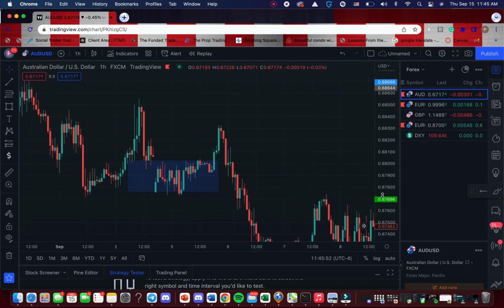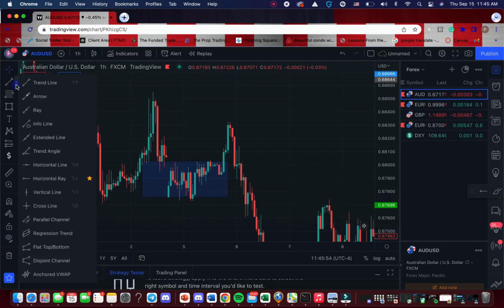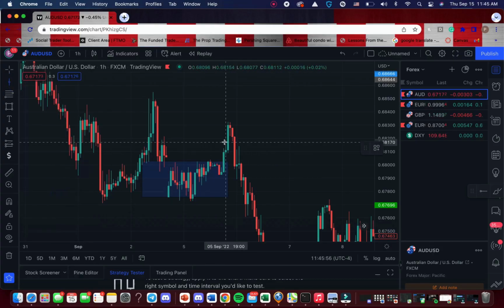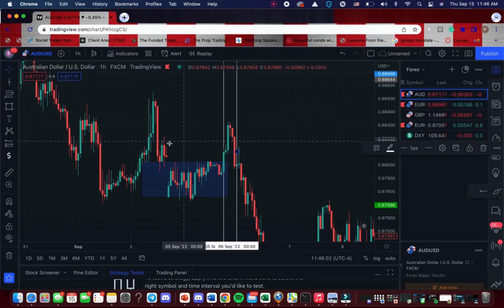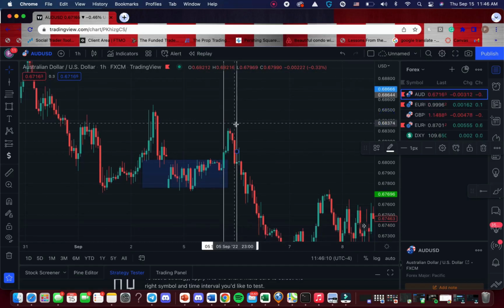Now let me show you more specifically the stages, just in case you guys are confused. So that is the accumulation. This, when price comes up and takes out these highs and this liquidity, is the manipulation, and the continuation is called the distribution.